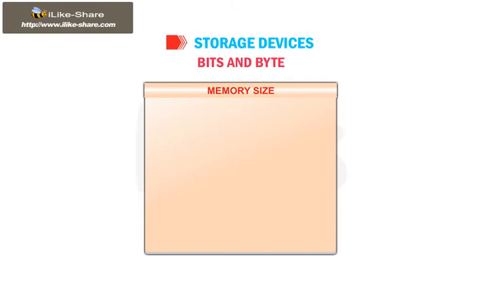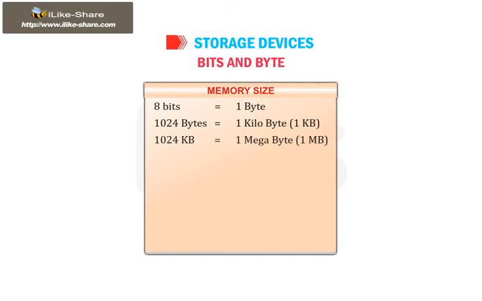Let us understand memory size. 8 bits is equal to 1 byte. 1024 bytes is equal to 1 kilobyte, 1 KB. 1024 KB is equal to 1 megabyte, 1 MB. 1024 MB is equal to 1 gigabyte, 1 GB. 1024 GB is equal to 1 terabyte, 1 TB.